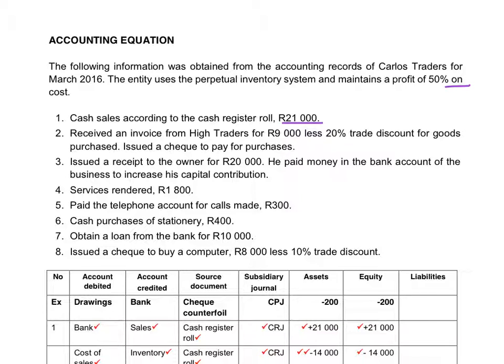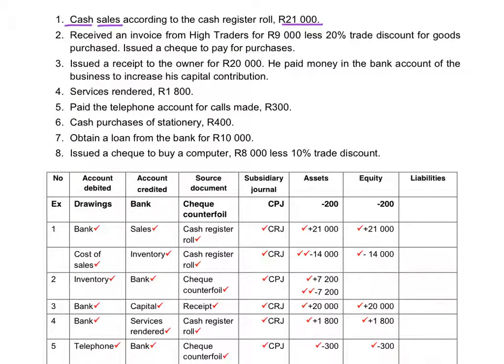Cash sales means that we receive money. So that means the bank will be one of the accounts that will receive the 21,000. Sales is an income, so income increases with the 21,000. So our first entry will be at the sales price. The bank account is debited with the sales price because that is the money that was received in the bank. Bank is an asset. Assets increase on the debit side, so assets increased with 21,000.